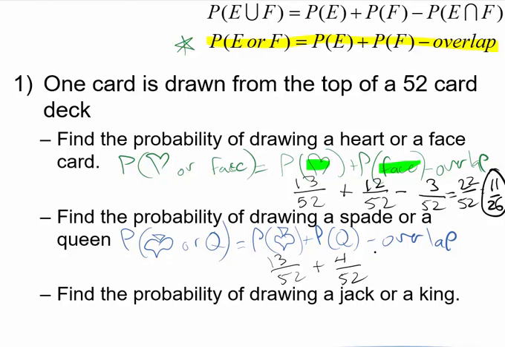Now, we've got spades and queens, but there's some card that we counted twice. Again, take a second, see if you can figure out what that overlapping card is. And in this case, there's only one. It should be the queen of spades. It falls into both of those categories. So there's one card out of the 52 cards that we counted twice, and we only want to count it once. So if we subtract this here, we're going to get 16 out of 52.